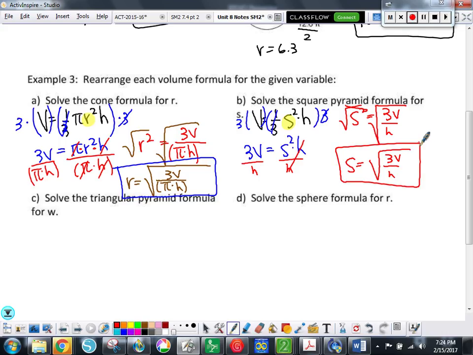Any questions on that? I'm going to pause for just a minute. Go ahead and try part C. But if you are unsure of A or B, get with the people around you. Have them help you figure it out.